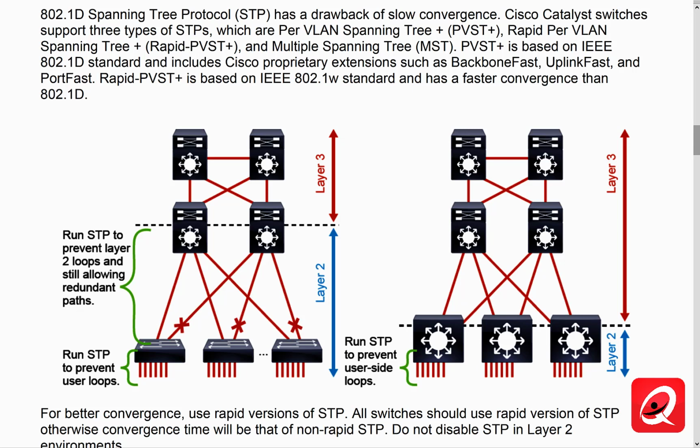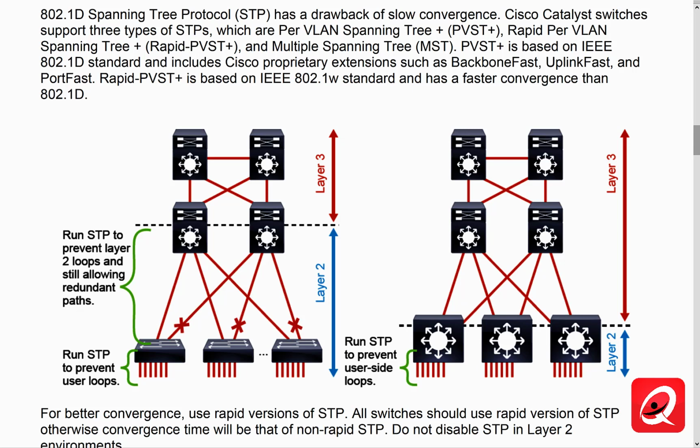But the problem here is that we would have to run spanning tree all the way up to the distribution layer. On the right side, we've extended layer 3 all the way down to the access layer. We would still run spanning tree on the access layer switches just as a basic protection mechanism, but not necessarily to build our overall topology, if that makes sense. We would still want to always have spanning tree turned on. It just doesn't become a key design element in the network. It's kind of an afterthought, if you will.